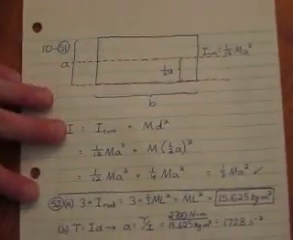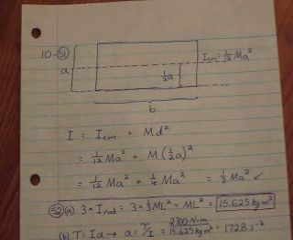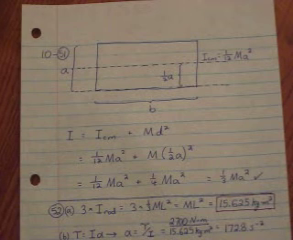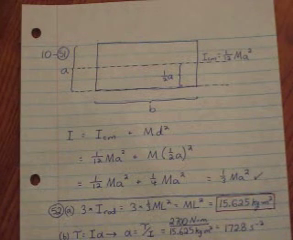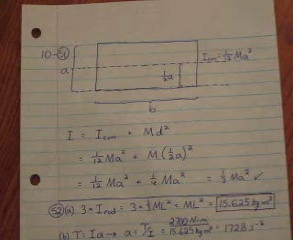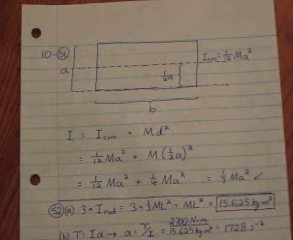Number 51. A uniform rectangular flat plate has a mass m, dimensions a and b. Use the parallel axis theorem to show its rotational inertia about the side of length b is 1/3 ma squared.